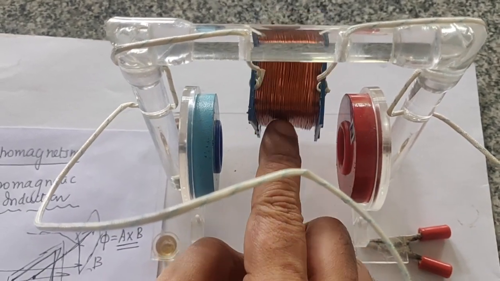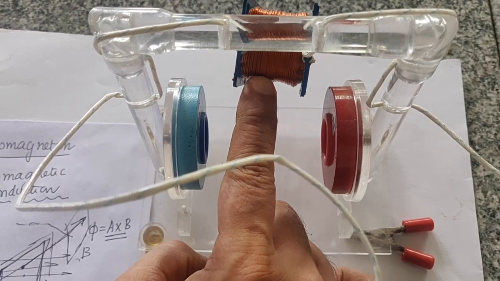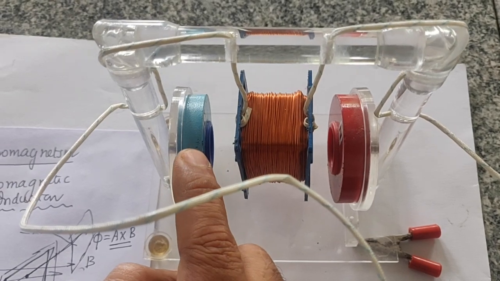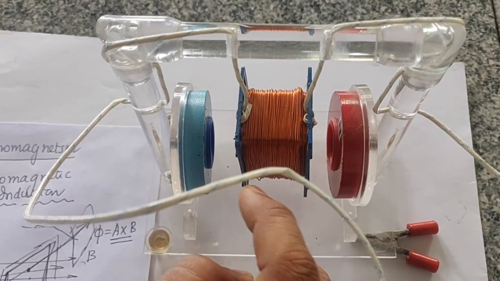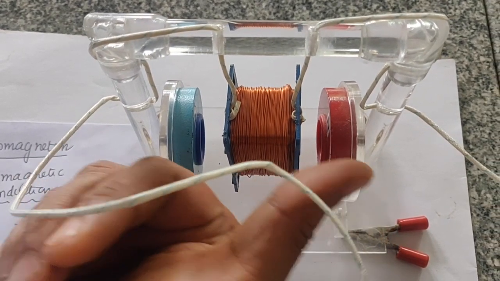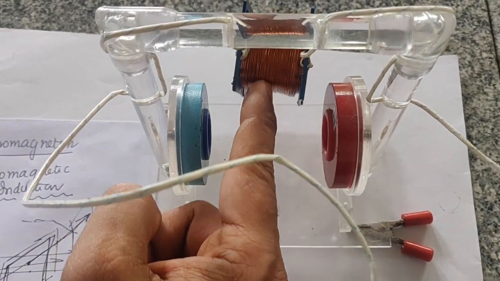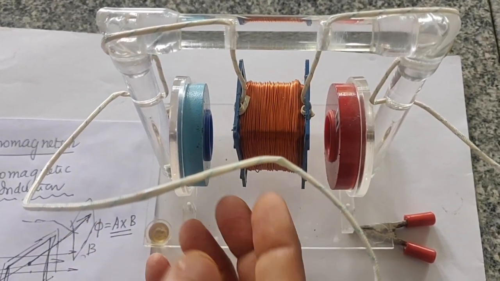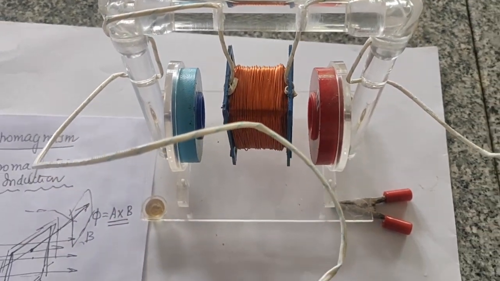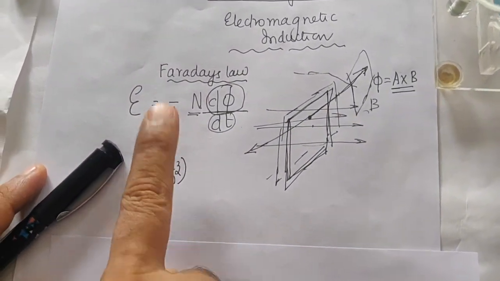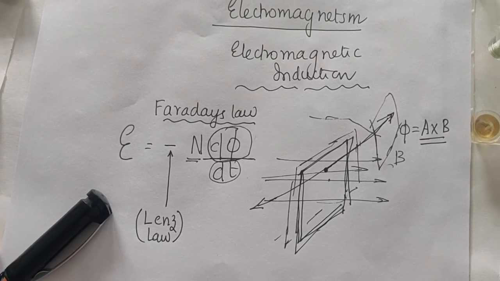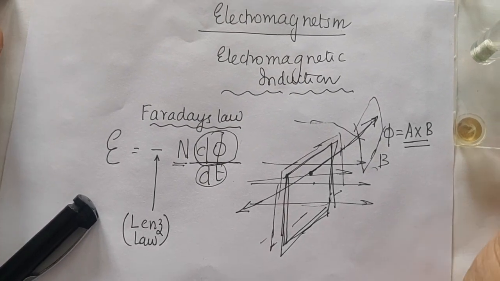Now, as it's coming back, the story is different. It is getting more flux lines from north to south, and it doesn't like that. So it wants to have flux from south to north. What it does is produce a current in the opposite direction. It produces a flux like this because the flux lines are increasing in this direction. So the current is produced in such a way that it opposes that increase in flux. That is denoted by this minus sign.